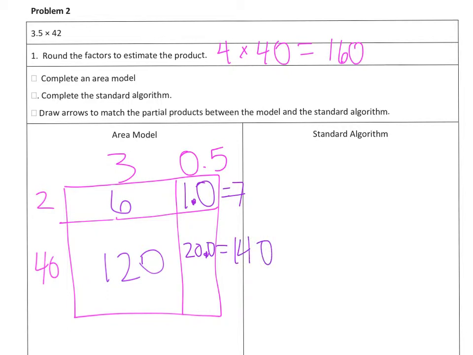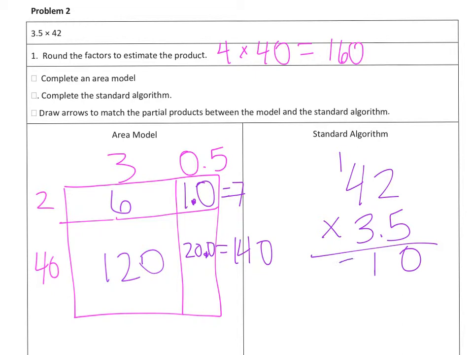Let's check it out with the standard algorithm. So I've got my 5 times 2, which is 10, so I carry my 1. 5 times 4 is 20, plus that 1 for 21. 3 times 2 is 6. 3 times 4 is 12. Add it up, 0, 7, 4, and 1.